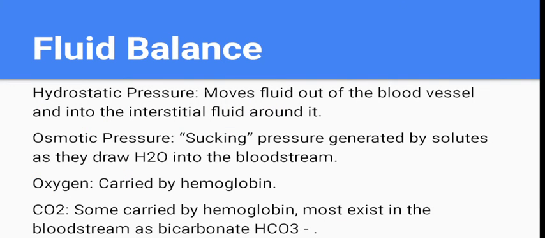And then last we have fluid balance. Hydrostatic pressure moves fluid out of the blood vessel and into the interstitial fluid. Osmotic pressure is the second pressure, and that draws water into the bloodstream. Hemoglobin carries the oxygen, and some CO2 is also carried by the hemoglobin, but it's mostly in the bloodstream as bicarbonate.